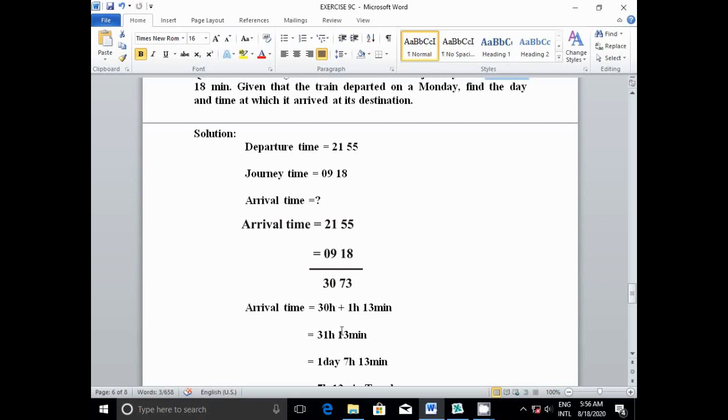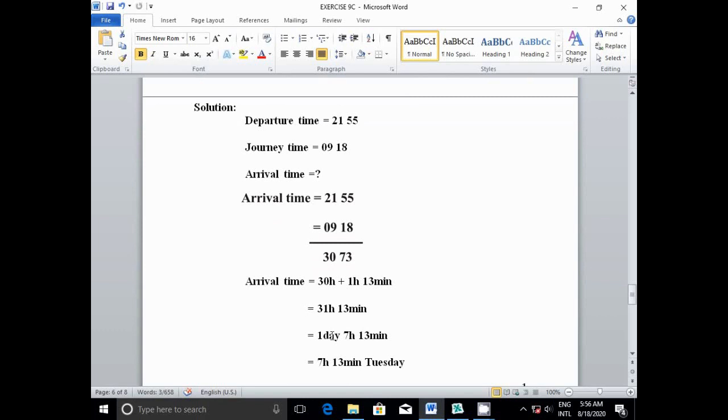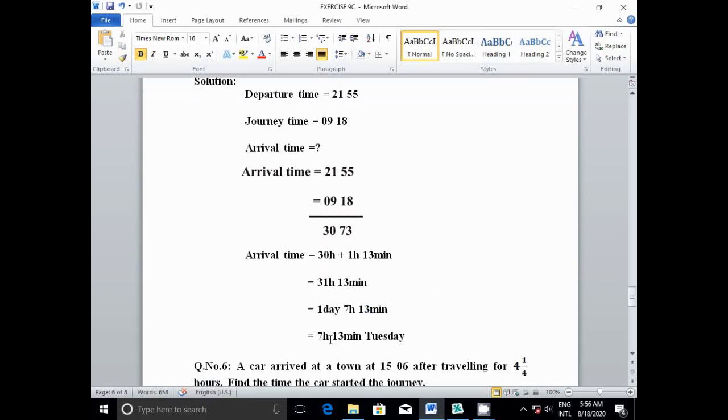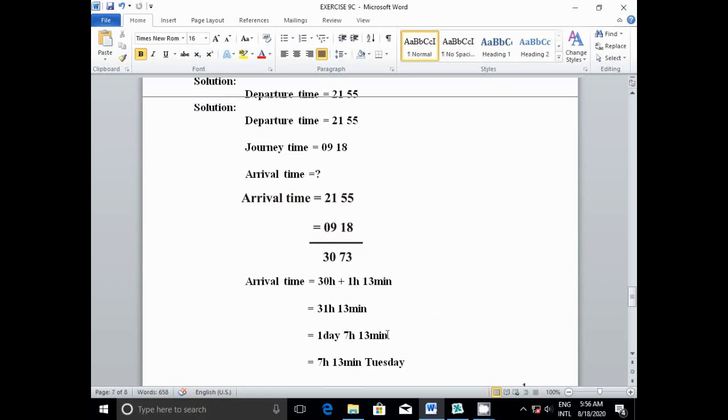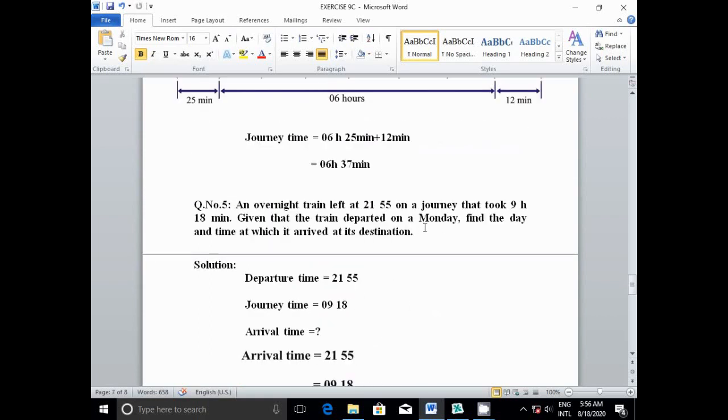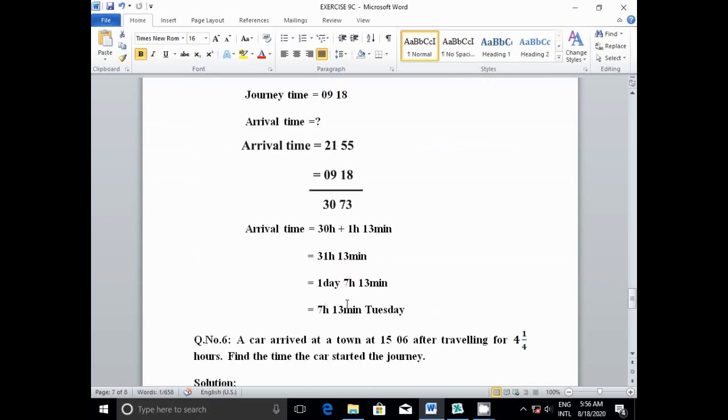Now we know that we have 24 hours in a day. So 31 hours mean 1 day and 7 hours of the next day, and 13 minutes as it is. Now we have 7 hours 13 minutes Tuesday, because the departure time is given on Monday. So the arrival time will be 7 hours 13 minutes after Monday, means Tuesday.